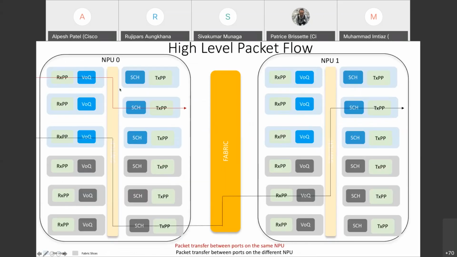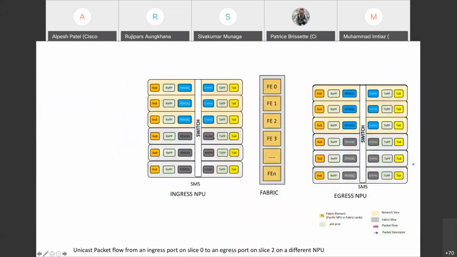At a high level, I think we can pretty much skip through this slide. Packet comes in. If the egress interface is on the same NPU, you don't have to go through the fabric. If the egress interface is on a different slice or different NPU, different line card, it has to go through the fabric. I think that's the high-level packet flow. We have gone through that one. This will give you a little more detail about what happens there.